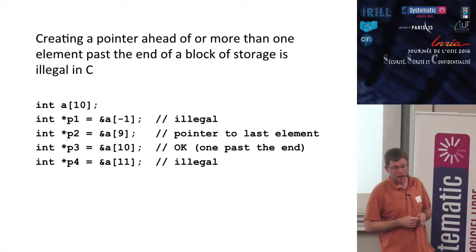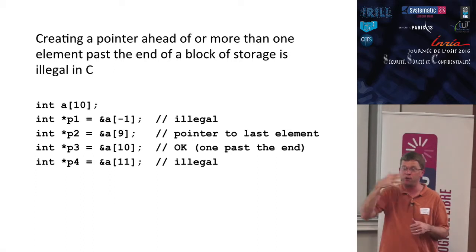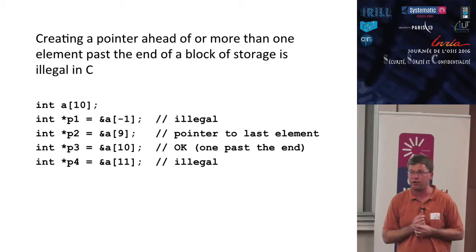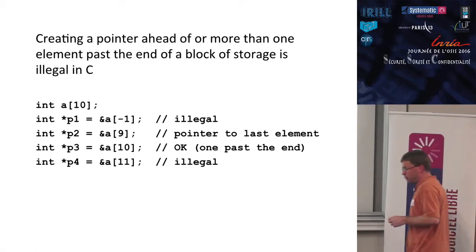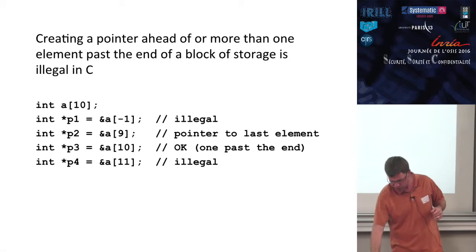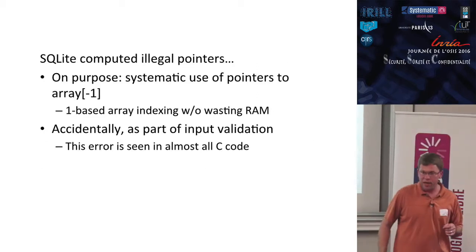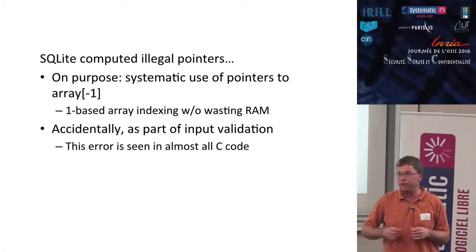So you can point to a sub 0 through 9 and then dereference the pointer. You can point to a sub 10 but not dereference it, and you can't point anywhere else. Does that make sense? These are the rules on pointer construction in C, and we found a bunch of places where SQLite constructed pointers that didn't fit these rules.